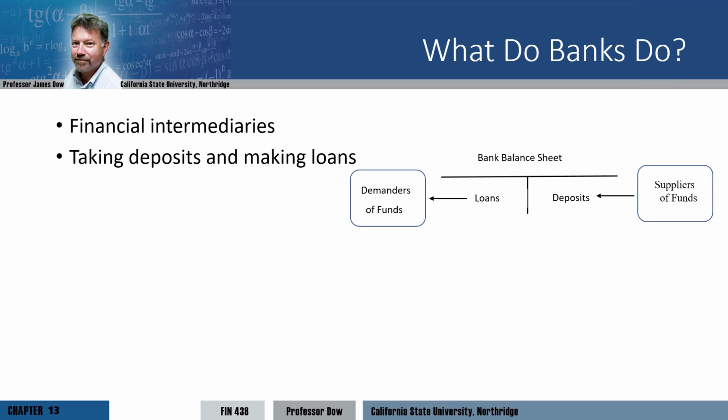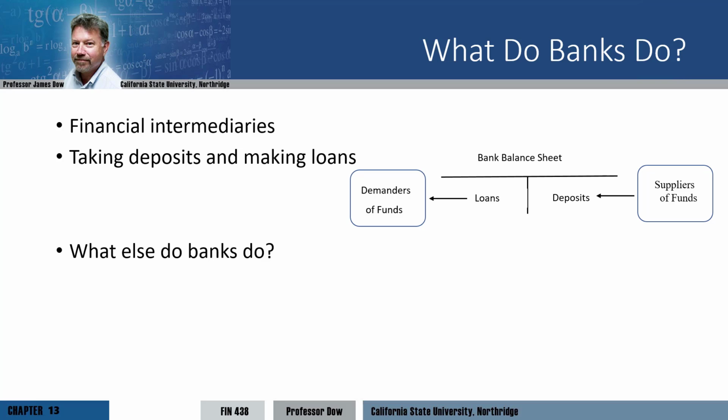The bank can then lend the money to the demanders of funds, the borrowers, and those loans are assets for the bank. While banks have other assets and liabilities, for most banks, taking deposits and making loans is their primary activity. And we will spend a lot of time thinking about how banks do this.